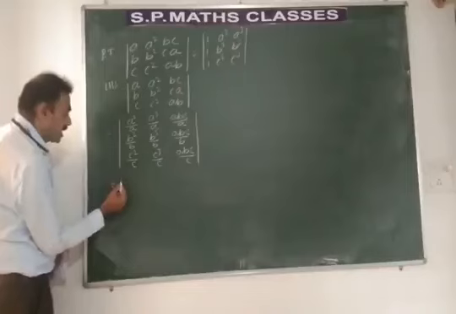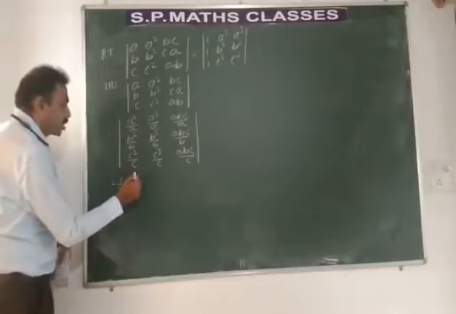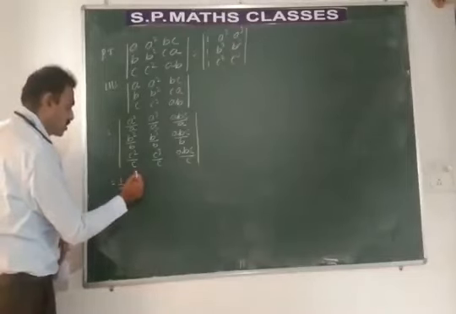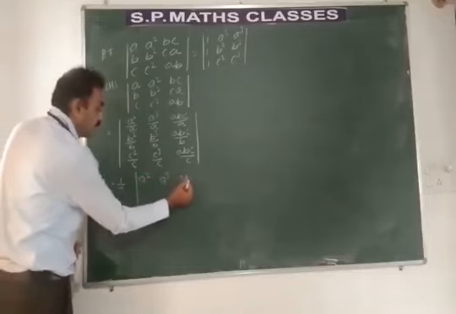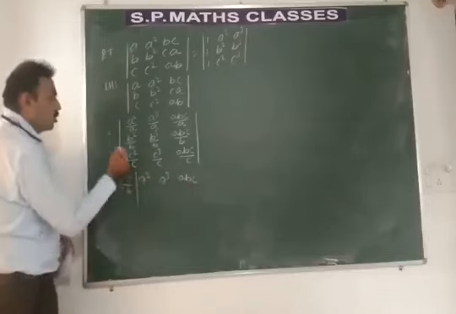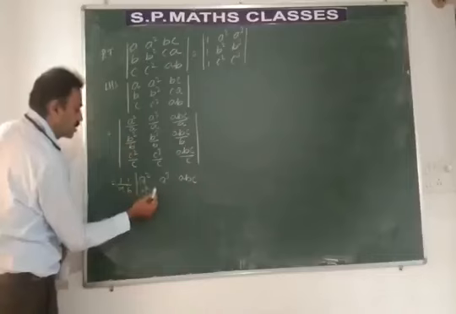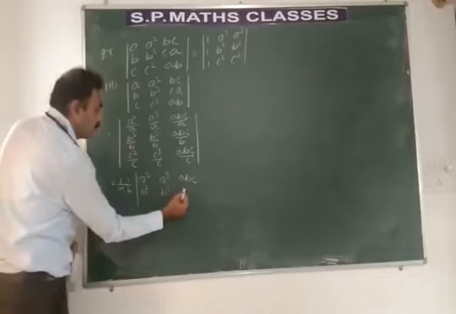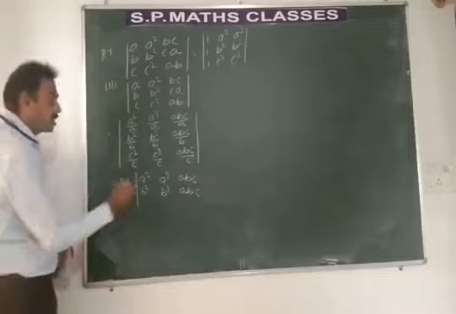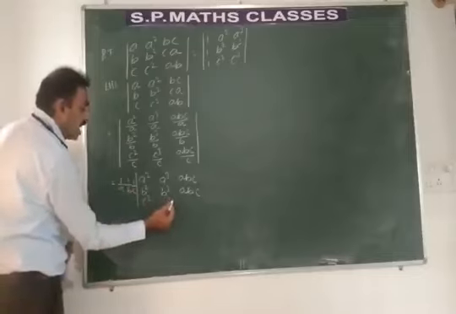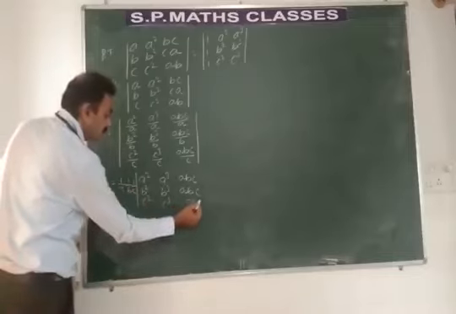See here, I can take 1 by A as common factor from the first row. What you will be getting? A square, A cube, ABC. I take 1 by B as common factor from the second row: B square, B cube, ABC. I can take 1 by C as common factor from the third row, I get C square, C cube, ABC.